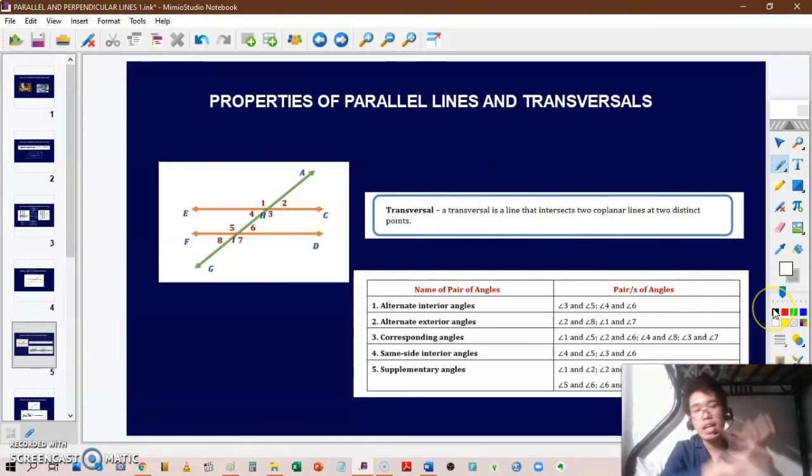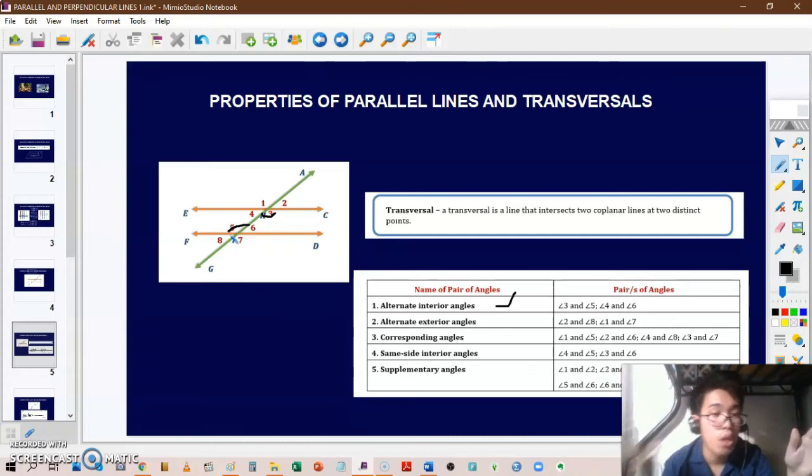For a pair of parallel lines and a transversal, there are different parts. The first part is the alternate interior angles. For this figure, we have angle 3 and angle 5. From the word alternate, that means they are on opposite sides. If angle 3 is on the right, then the other angle must be on the left. That's why it's called alternate. And interior means it's inside, in between the parallel lines. The angles that are in between the parallel lines are angles 4, 3, 5, and 6.